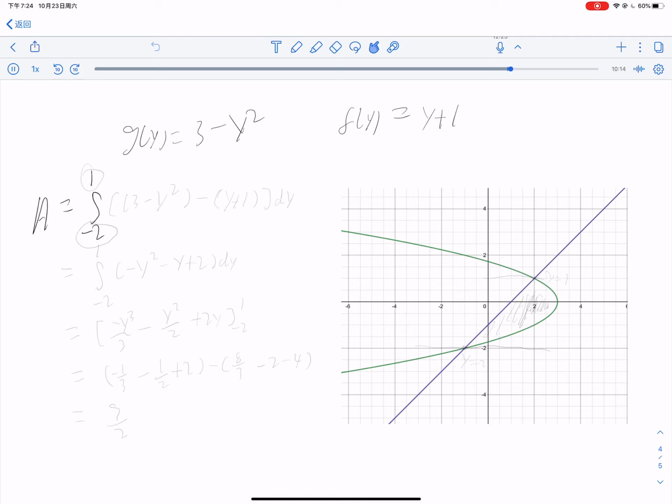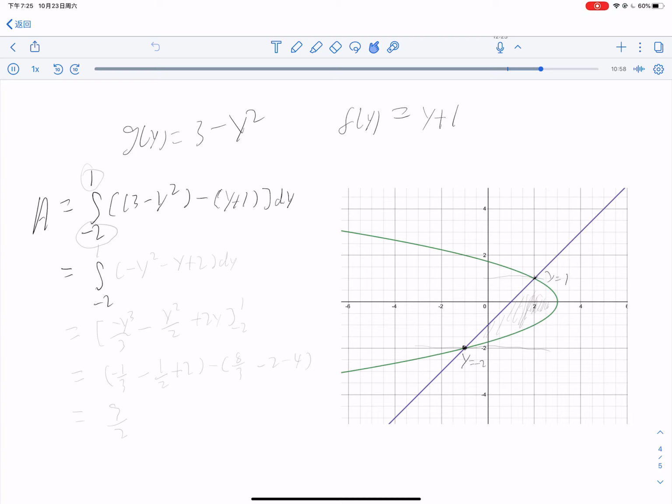So in this case, it's bounded horizontally. So here y equals negative 2, and here y equals 1. So it's from negative 2 to 1, also from the bottom to top. Alright, so it's just 3 minus x squared minus y plus 1 dy.